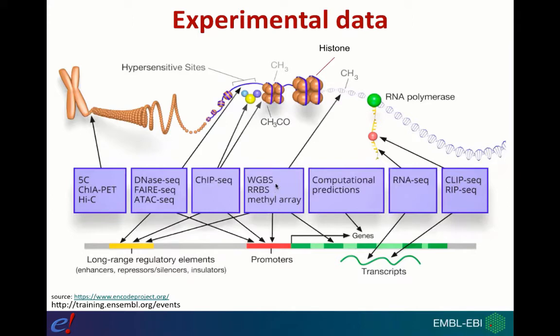We can look at things like methylation, so DNA methylation, by using whole genome bisulfite sequencing or reduced representation bisulfite sequencing or methyl arrays. Then we can look at the gene level, the gene expression itself. So we can look at computational predictions, we can look at RNA-seq data, and we can actually look at the transcriptional efficiency by using CLIP-seq and RIP-seq as well. So this is just a summary to show you that there is a wide array of experimental techniques to interrogate the transcriptional regulation that's occurring across the genome.